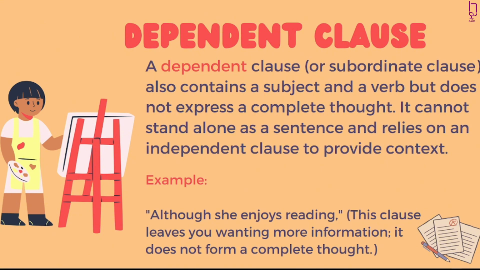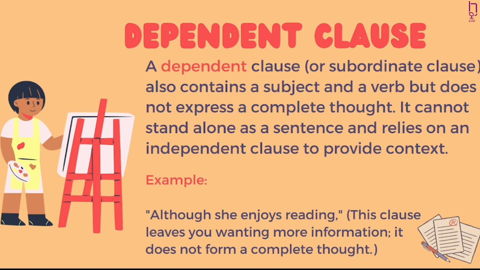And the second type of clause is the dependent clause. In opposite to the independent clause, the dependent clause, its other name is subordinate clause. Okay, we call it a subordinate clause. It also contains a subject and a verb, but it does not express a complete thought, which means it cannot stand on its own as a sentence, and it should rely on an independent clause to provide context, because it cannot give a full meaning if it stands alone. Keep in mind a dependent clause has a subject and a verb, but it cannot stand on its own. It should always be joined with an independent clause to give a complete meaning.